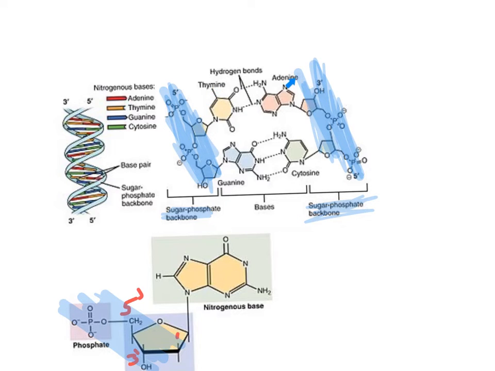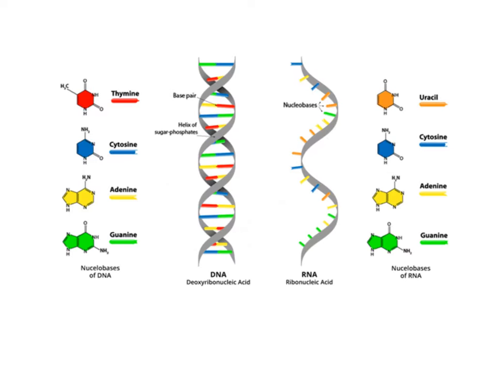T and A are always matching, where G and C are always matching. You're never going to see a T with a C or a G with an A. They're always matched, one across from the other, A and T, G and C. Again, these are all important points. Let's move on to the next slide then.